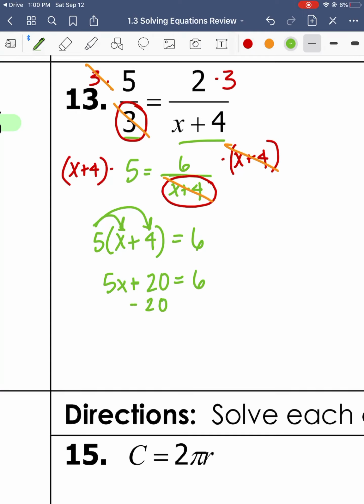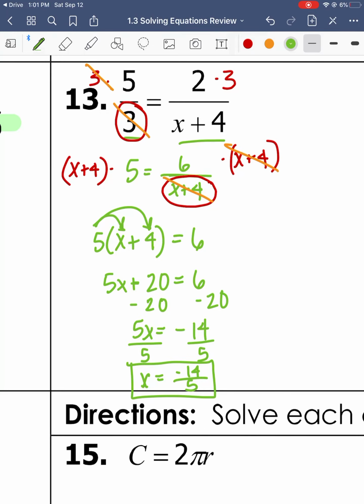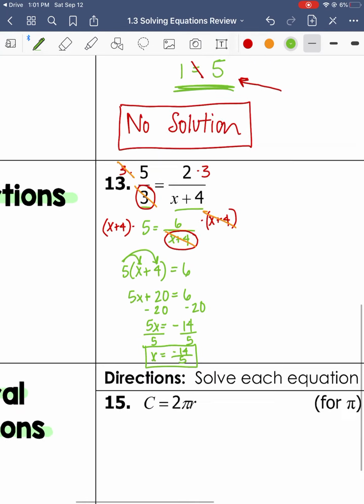We're going to subtract 20 from both sides. We're left with 5x is equal to negative 14. And then we're going to divide both sides by 5 to get x all by itself. And then we have negative 14 over 5. And that is the solution to this equation.